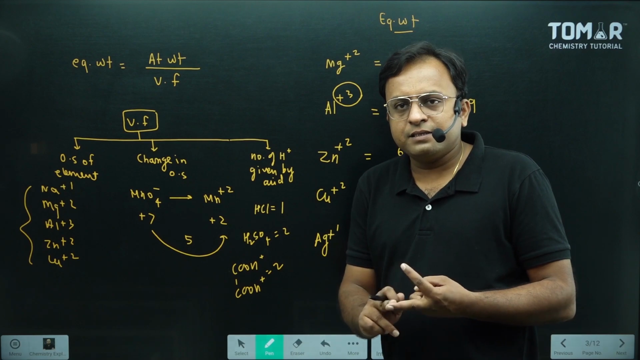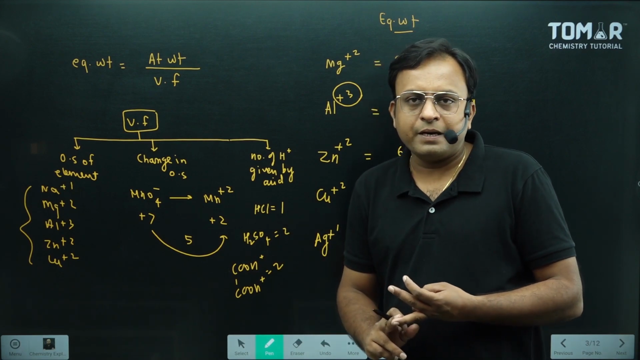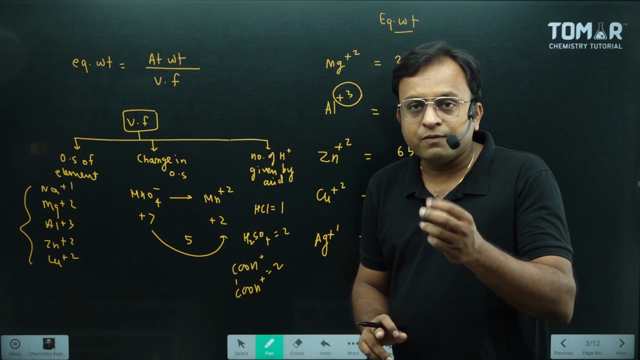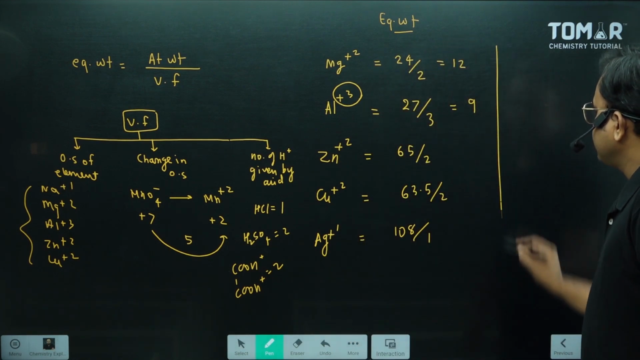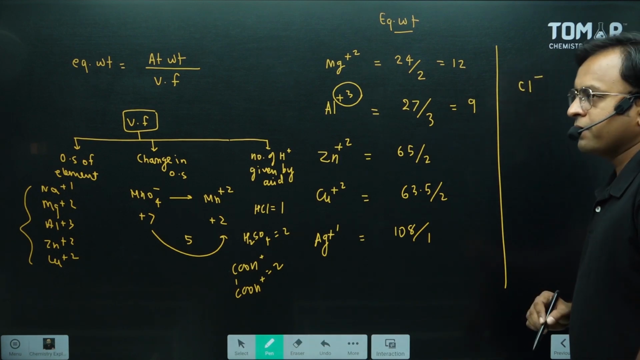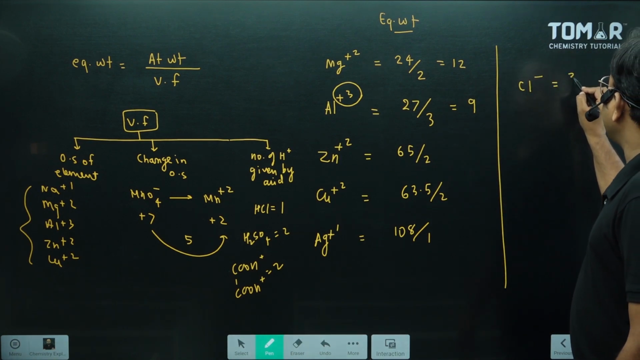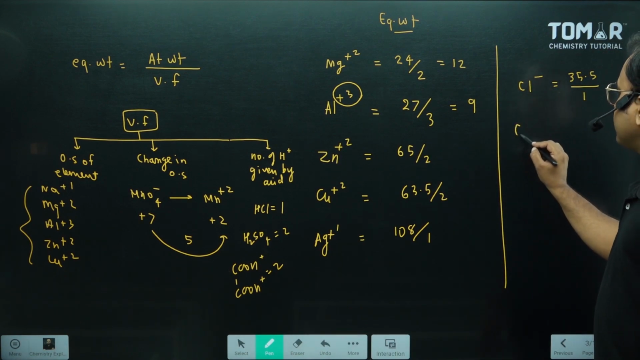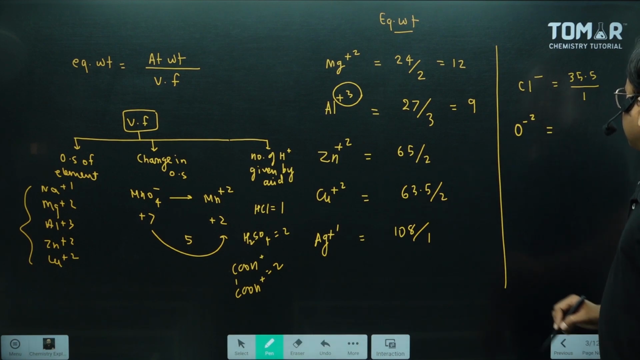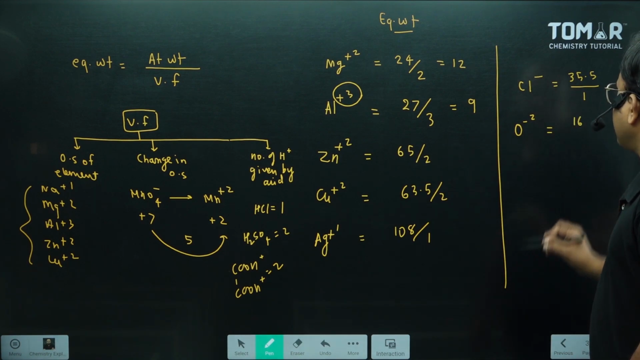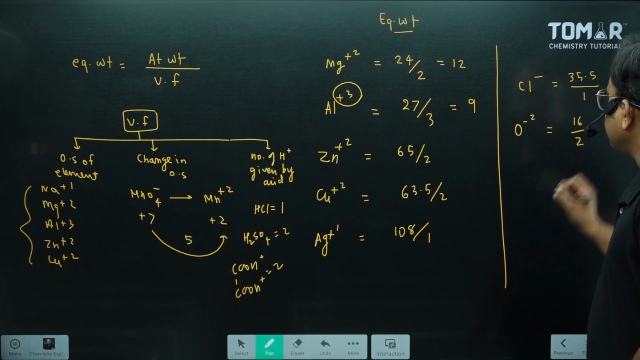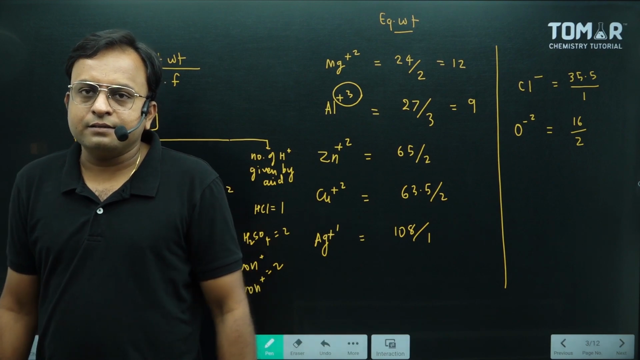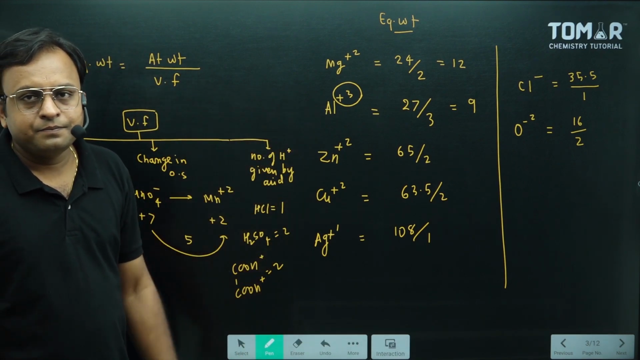Oxidation state, change in oxidation state, or number of H positive given by an acid is the valency factor. We can also find the equivalent weight. Suppose we have to find the equivalent weight of chloride ion. Chlorine has atomic weight 35.5 and its valency factor is 1. Oxygen is minus 2. The equivalent weight of oxygen: atomic weight is 16 and valency factor is 2. We have to take the positive magnitude of the charge to find the equivalent weight.